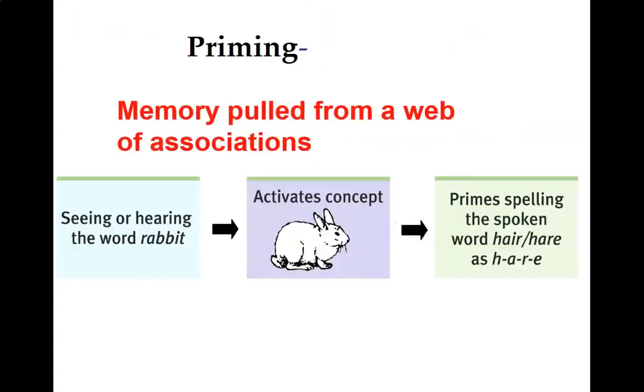The first of these retrieval cues is priming. Memory pulled from a web of associations. So examples of this would be like playing charades or taboo, but charades is perhaps the best example of this.